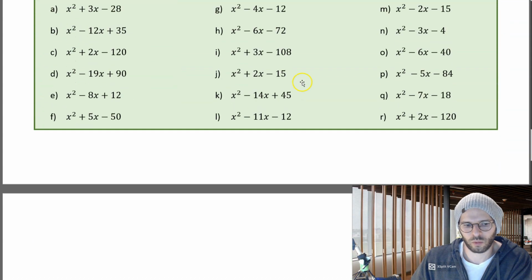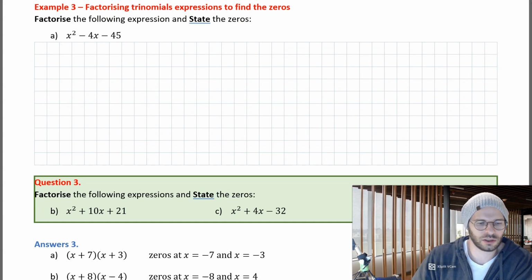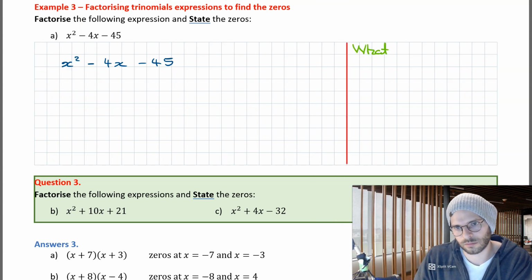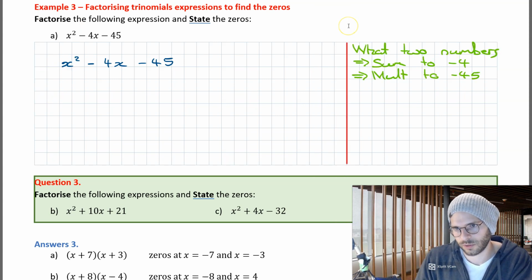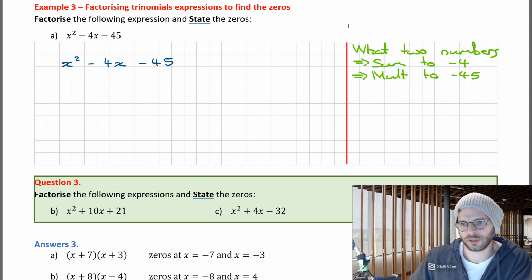Alright, let's step it up one more level. We have example 3, factorizing trinomial expressions to find zeros. So we are combining the concept of factorization and zeros. So factorizing this guy out, let's go for it. What two numbers sum to give minus 4 and multiply to give minus 45? Now, because we've got a negative product, that means one number is positive, one is negative. Because the sum is negative, it means the larger of the two numbers is the negative one.